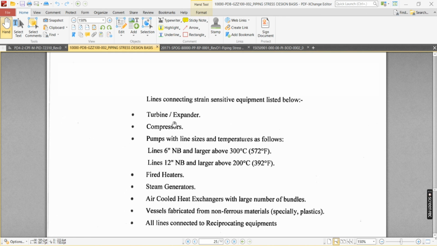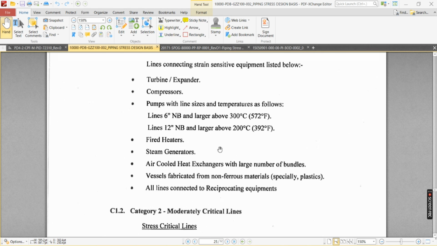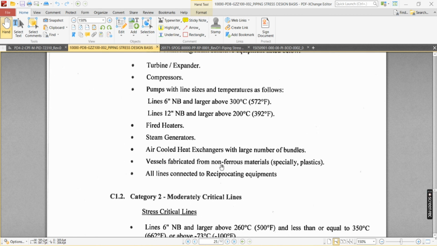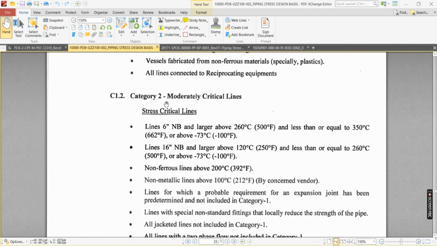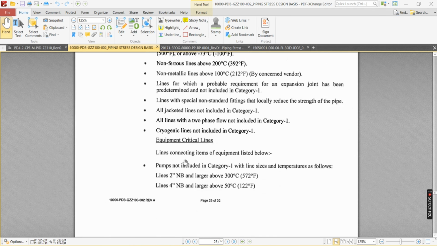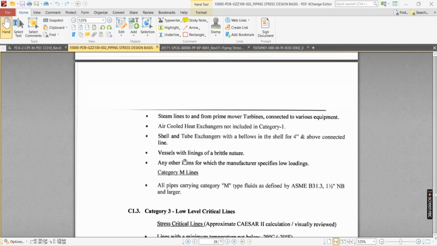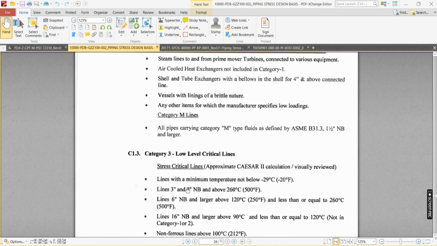And equipment, you see, turbines, compressor pumps, fire heaters, steam generators, radiators, air cooled heat exchangers. So all lines, if connected to this equipment, we have to consider as critical. And moderately critical, these are not required for us. So you can concentrate on high critical lines for different projects.